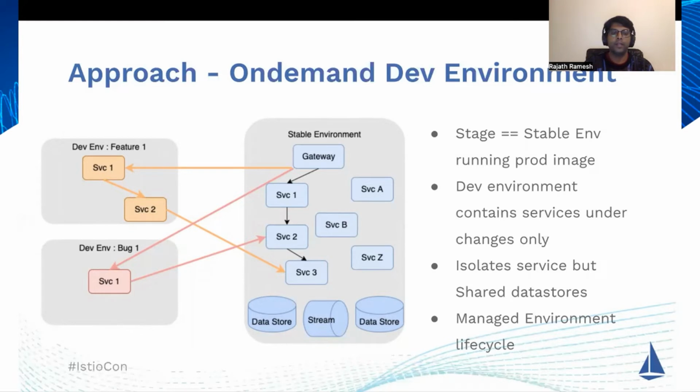In this example, service one has to talk to service two. It is routed locally, and service two has to talk to service three to complete the entire request loop. As it is not present within the feature one environment, the request is routed to the stable environment, completing the entire loop. The core problem that had to be solved is the intelligent routing, which was enabled by Istio. And how did we go about doing it? I would be handing over to Edward. Over to you, Edward.